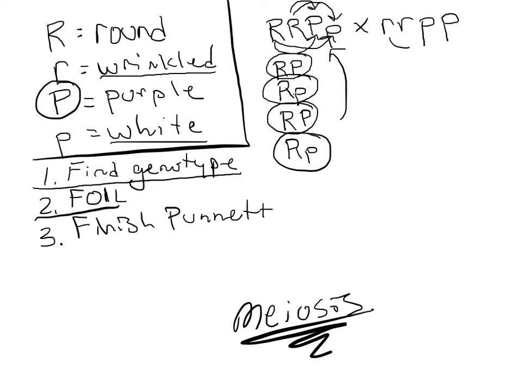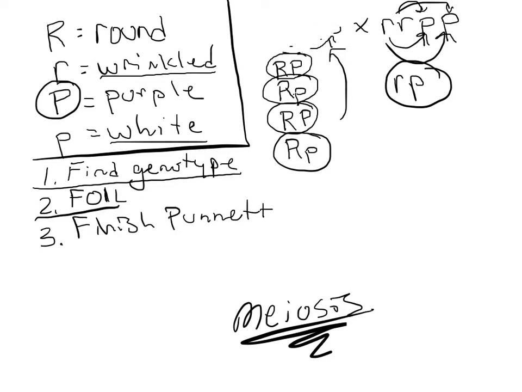We do the same thing for this. We FOIL it out, and what we find is that all the possibilities are lowercase r, lowercase p. Now, let's go ahead and make some room so we can do a Punnett square using the gametes that I just created.